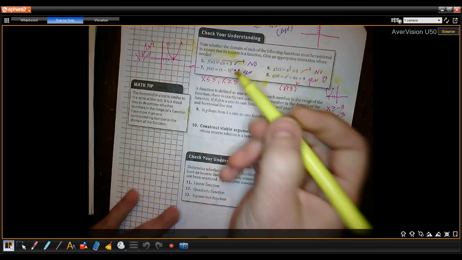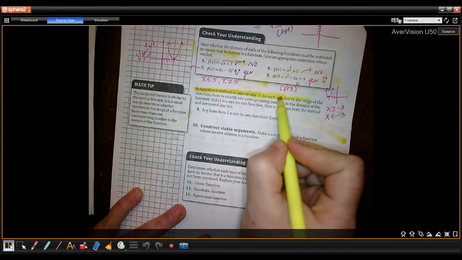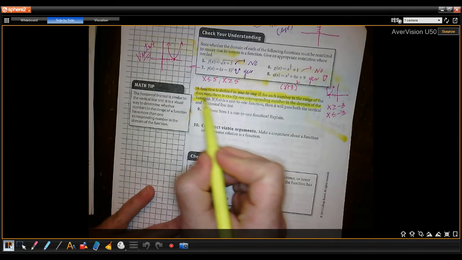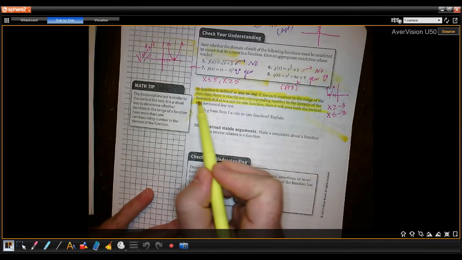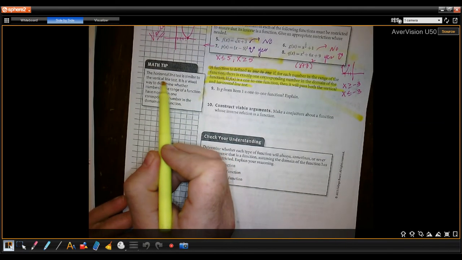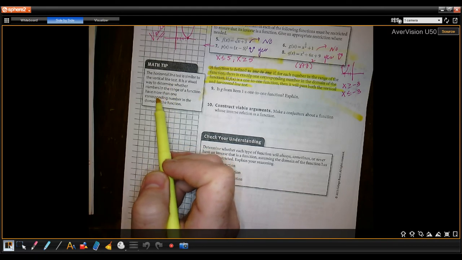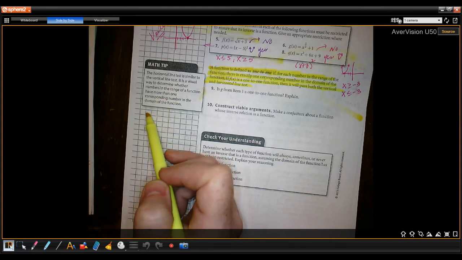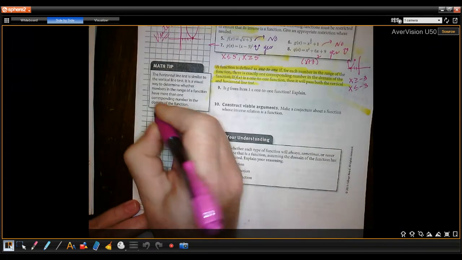All right, almost done. Okay, this is important too. This is in pre-cal, in calculus. You need to know this. Okay, a function is defined as 1 to 1 if for each number in the range of the function, there's exactly one corresponding number in the domain of the function. If a function is 1 to 1, then it will pass both the vertical and horizontal line test. Okay, I didn't touch on the horizontal line test too much, but we can talk about that really fast. Oh, it's right here for you. Let's just read it. The horizontal line test is similar to the vertical line test. It is a visual way to determine whether or not the inverse is a function. So very quickly, we'll go over that. The horizontal line test.